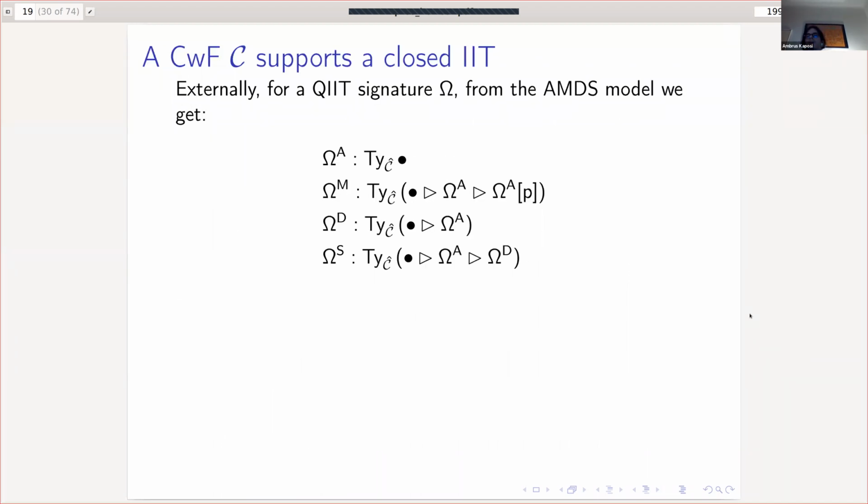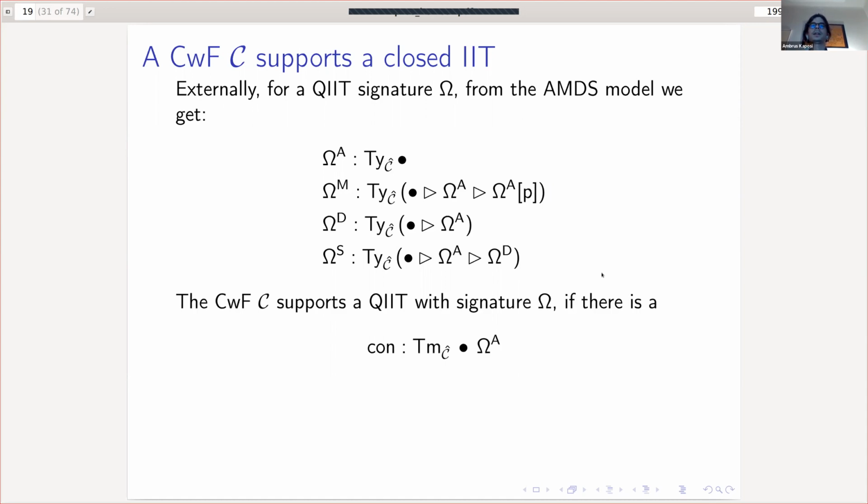So now with this AMDS interpretation or AMDS model, I can say what it means that a model of type theory C supports a QIIT. So for any signature omega, I get these 4 components in a set, which is a type in the presheaf model in the empty context. So I just say I get a presheaf. I have this dependent presheaf, or a type in the presheaf model indexed by 2 algebras. Then I have displayed algebras and sections like this.